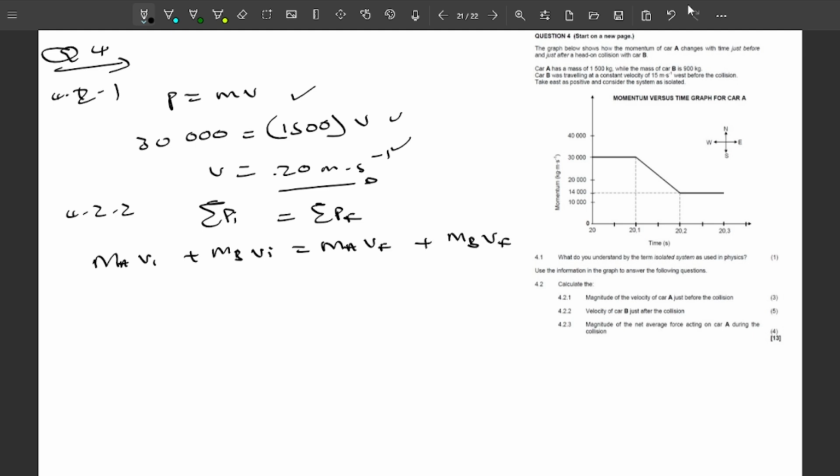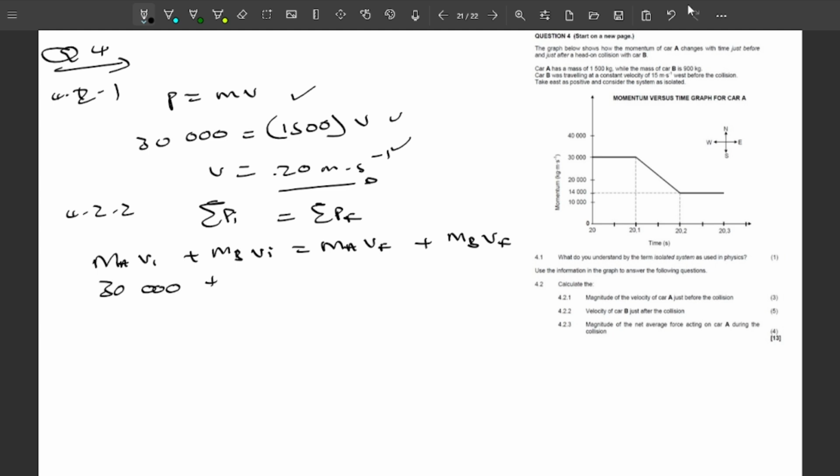So what was the question? The velocity of car B. Did they give us the mass of car B? Yes, they did. We do have the mass of car B, just to clarify what I said. And we have the momentum graph here. So we know the momentum of car A before is 30,000.